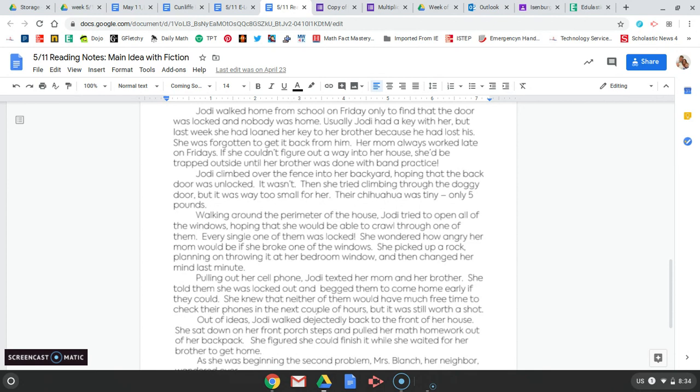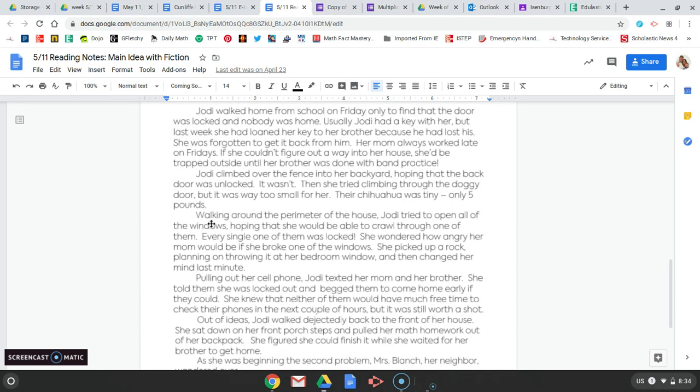Jody climbed over the fence into her backyard, hoping that the back door was unlocked. It wasn't. Then she tried climbing through the doggy door, but it was way too small for her. Their chihuahua was tiny, only 5 pounds.